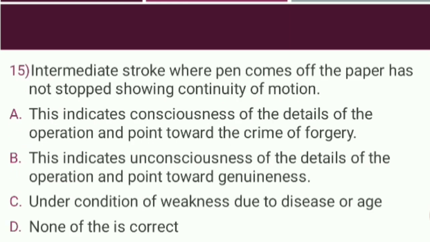Number 15. Intermediate stroke where pen comes off the paper has not stopped, showing continuity of motion. Letter A. This indicates consciousness of the details of the operation and points toward the crime of forgery. Letter B. This indicates unconsciousness of the details of the operation and points toward genuineness. Letter C. Under condition of weakness due to disease or of age. Or letter D. None of them is correct.